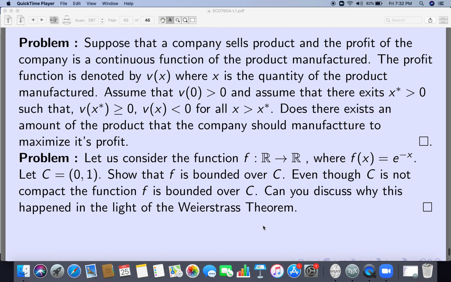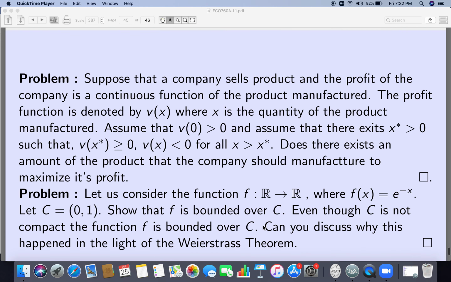So here I'll have two problems to discuss, which you can try. Suppose that a company sells a product. I made up this problem on the basis of a problem given in the book by Rangarajan Sundaram, which is a beautiful book on optimization, especially for economists, and in fact even for math students. Suppose a company sells a product, and the profit of the company is a continuous function of the quantity of the product manufactured.